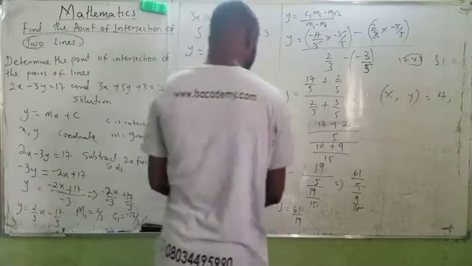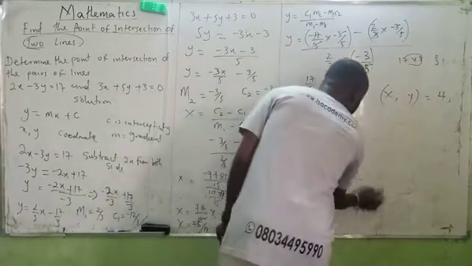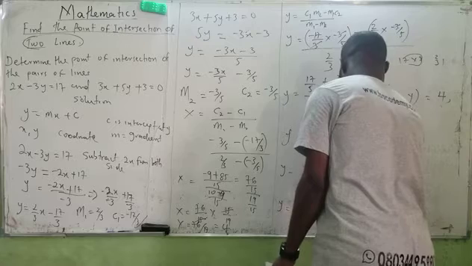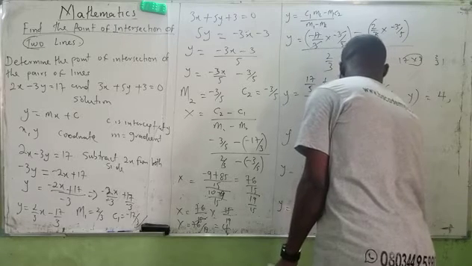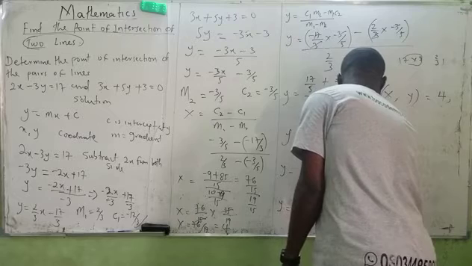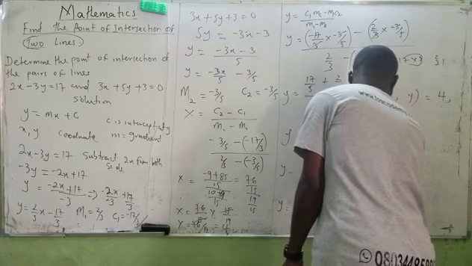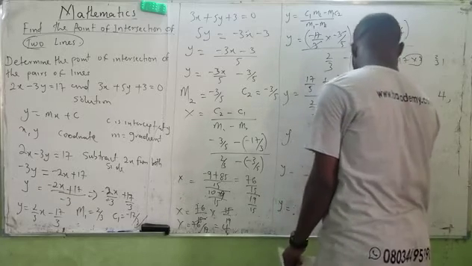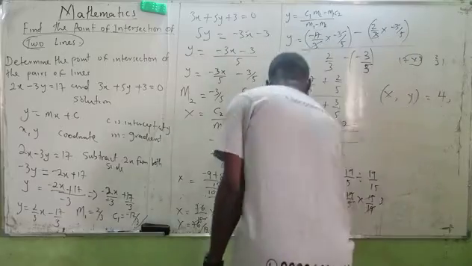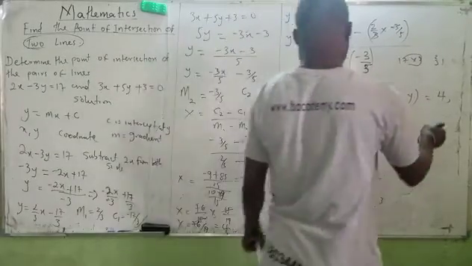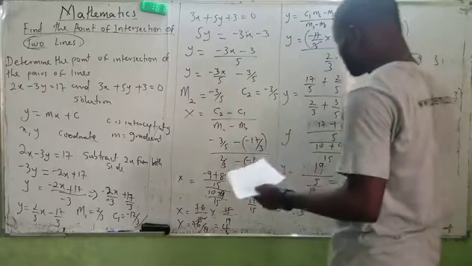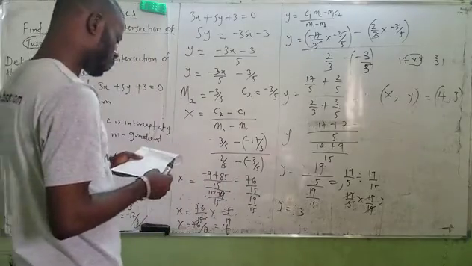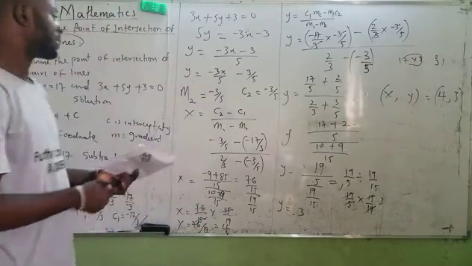Permit me to rub this part. Sorry, I think I'll be having 19 all over 5 divided by 19 all over 15, which is 19 all over 5 multiplied by 15 all over 19. This will cancel this. 2 here, 1 here, 3. It means my y will be equal to 3. It means it will be 4 comma 3. That is the coordinate we are talking about.